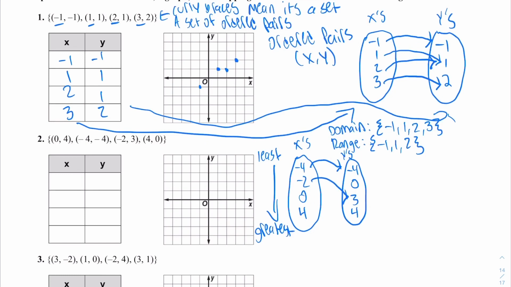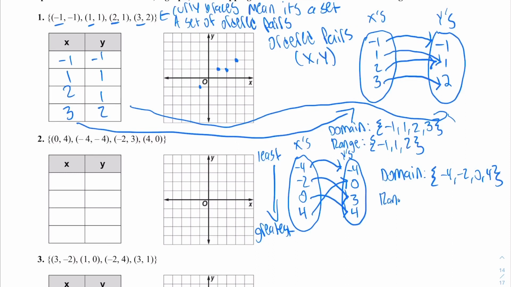0 matches with 4. And 4 matches with 0. There's our mapping diagram. From that, you make your domain and range set. An S, then backwards S. The first one was -4, -2, 0, 4. Since we're on the right side now, you do a backwards S, then a regular S.